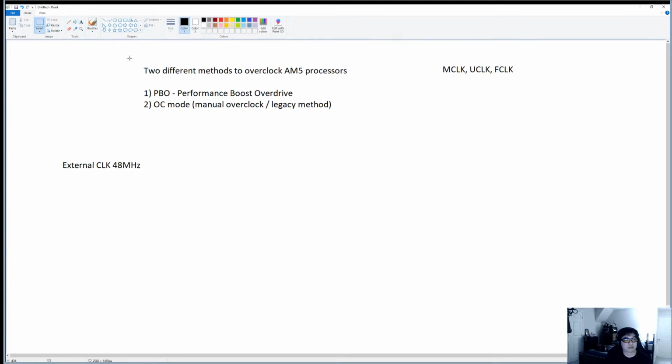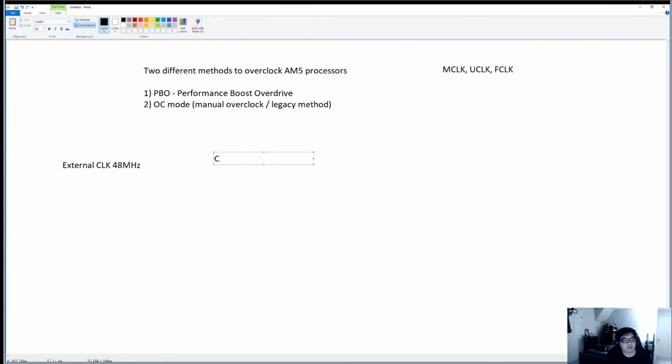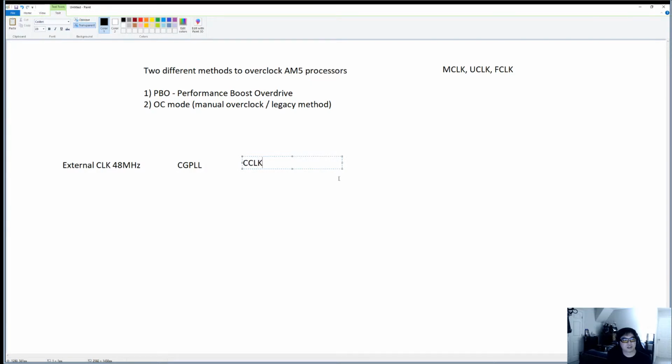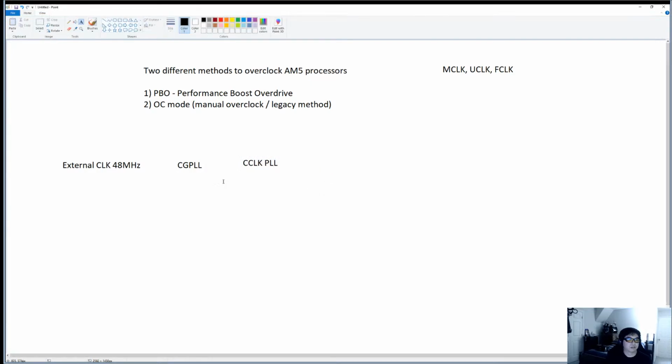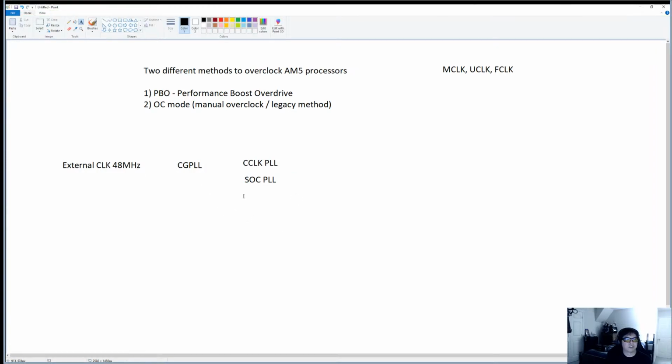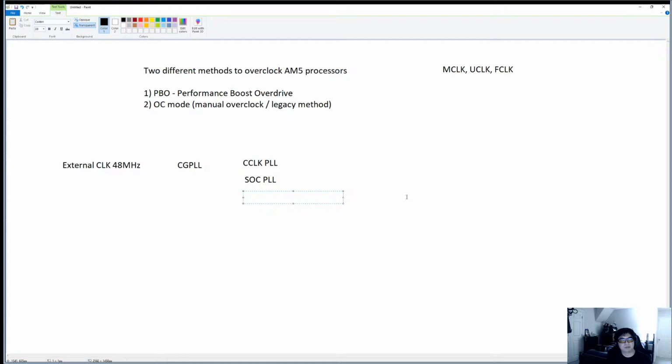There's more than just those clocks. We have the CG-PLL, the clock generator phase lock loop. I'll put that right there, because that is going to supply the different PLLs. You have the C clock PLL, you have the SoC PLL, I believe, and I think there's more than one of these. I don't know if the motherboard exposes all of them. Of course, you have the USB PLL.